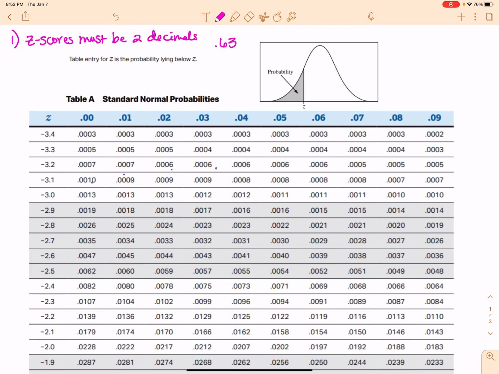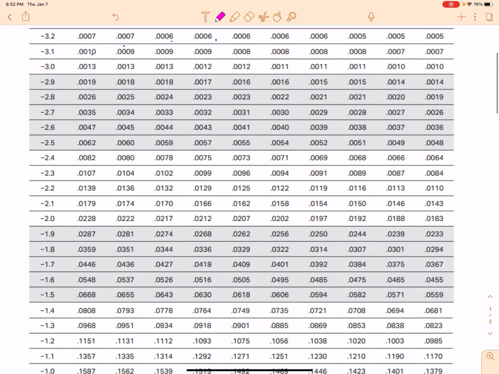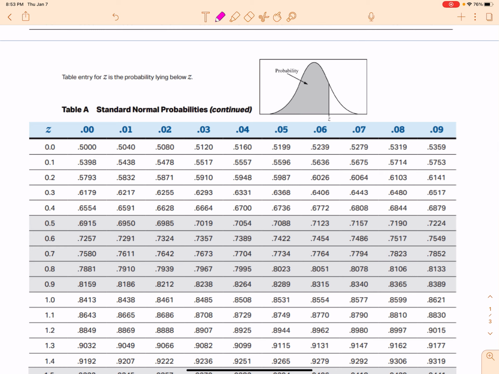Okay, and we're going to scroll down here because notice these are all negative values. So we're going to scroll down to the positives. So positive 0.63. Why 2 decimals, Miss Griggs? Well, notice how this chart works. To the left here, we've got some values, and then up here, we've got some values. So I'm going to find 0.6. Here it is. So the .0's at the top tell me the second decimal place. So if I'm looking for 0.63, I'm not looking for 0.60, 0.61, or 0.62. I am looking for 0.63. So that is this value right here.